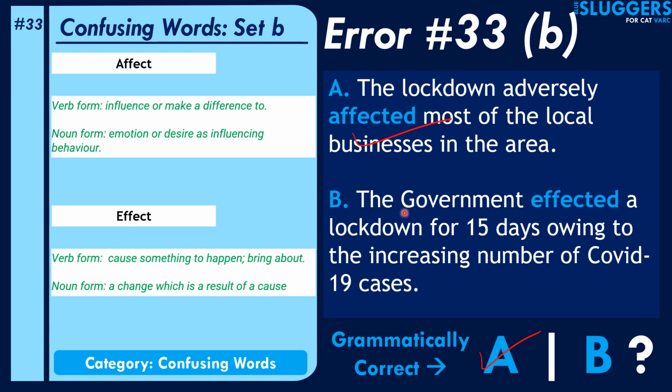So in the second sentence, the government effected a lockdown for 15 days owing to the increasing number of COVID-19 cases. Effected is in the verb form, and it basically means the government caused the lockdown to happen, brought about the lockdown for 15 days. So even this sentence is correct. Sentence B is also correct. Let's go to the next one.